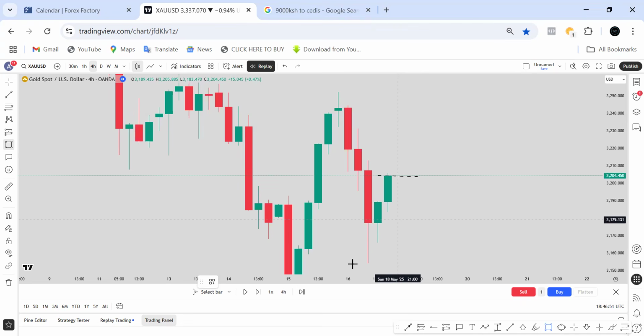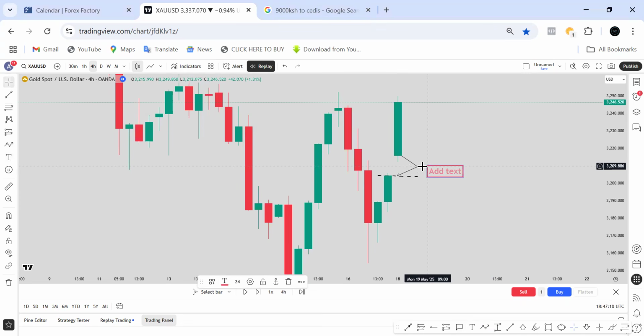The moment you see something like this, where it opened, this place has become a gap. Instead of starting over here, this is where it started. So this place has become what you call a gap. If you've been hearing of a gap, this is what it means. So this is a gap.